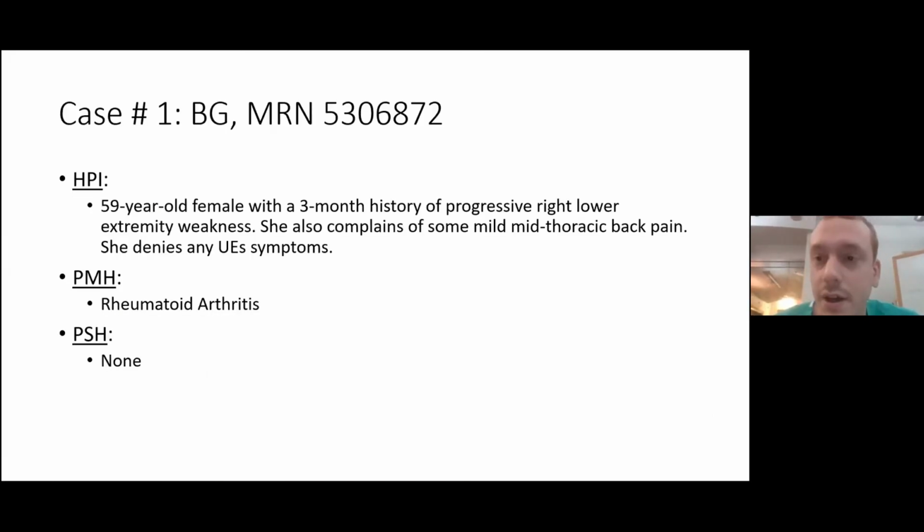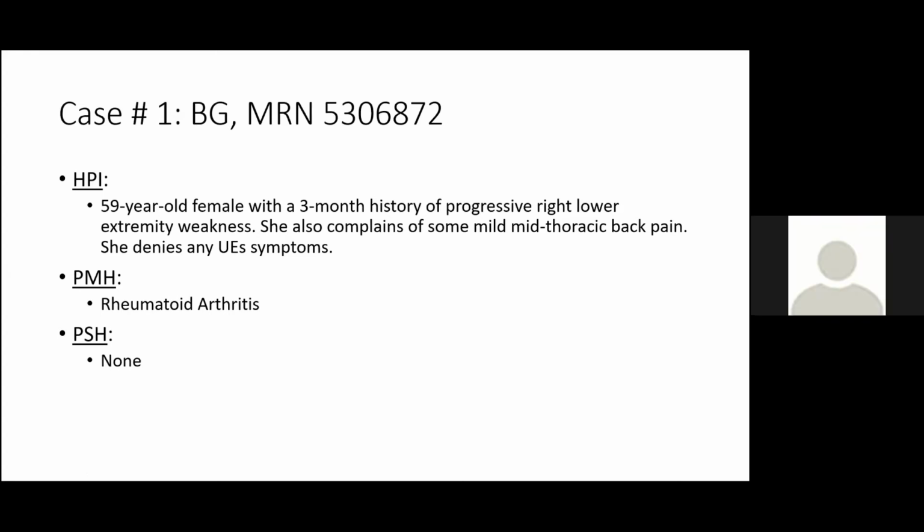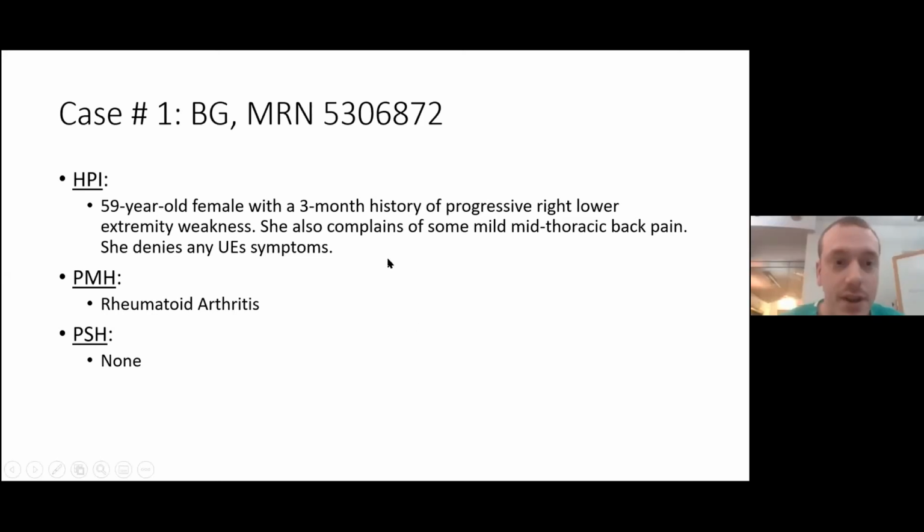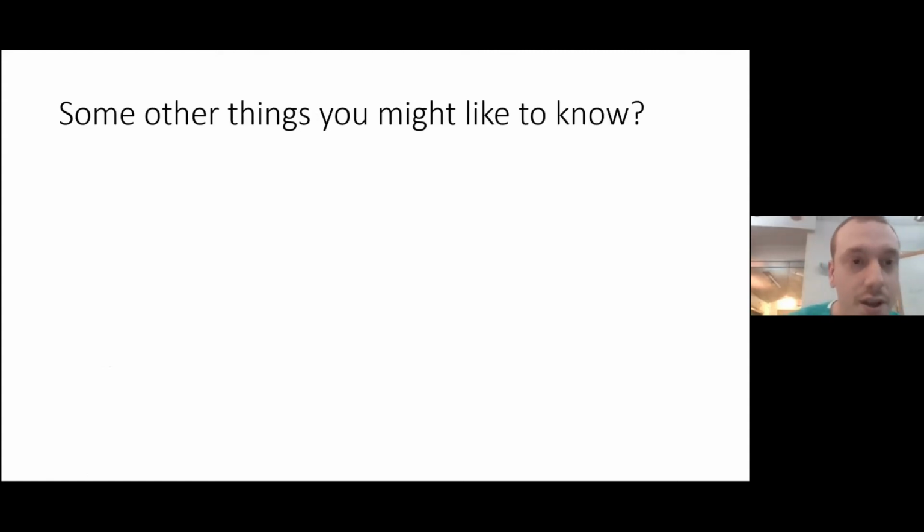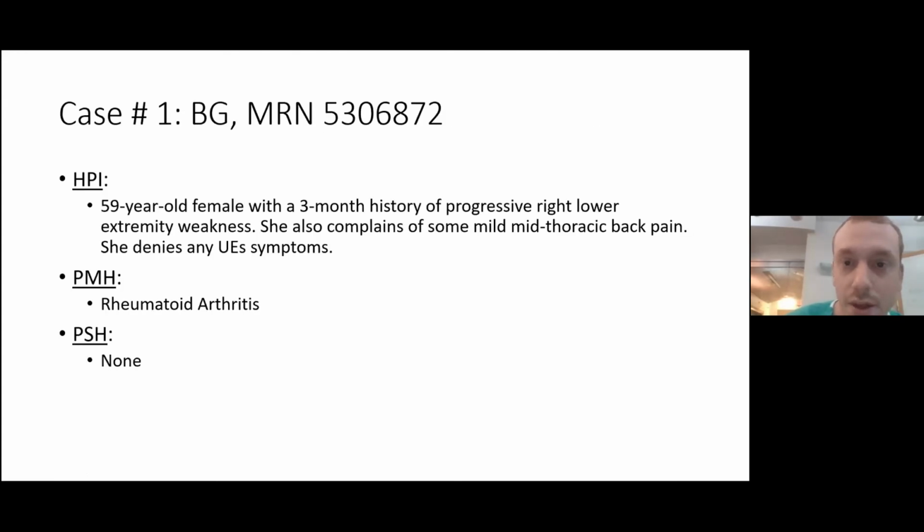So first case, let's see, maybe Silva, are you around? Yeah, I'm here. Okay, perfect. So we have a 59-year-old female with a 3-month history of progressive right lower extremity weakness. She also complains of some mild thoracic pain. She denies any upper extremity symptoms, and of past medical history, she has rheumatoid arthritis. Okay, so any other things you might want to know about a patient with a 3-month history of progressive right lower extremity weakness?